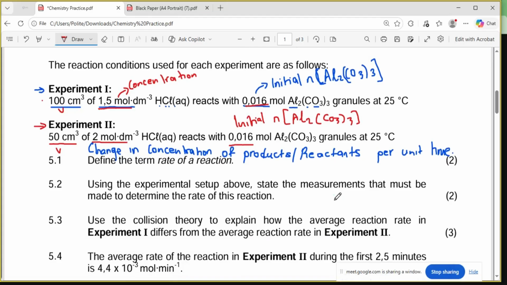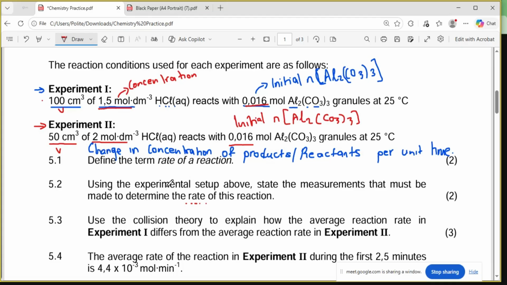Yes, sir. So now let's answer that 5.2 and see what we need to do. They say, using the experimental setup above, state the measurement that must be made to determine the rate of this reaction. So guys, it's easy. What is different there? Looking at experiment 1 and experiment 2, what is different? The volume. Can you see that? You can talk about the volume.